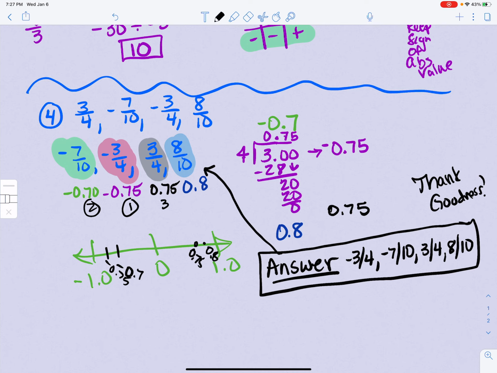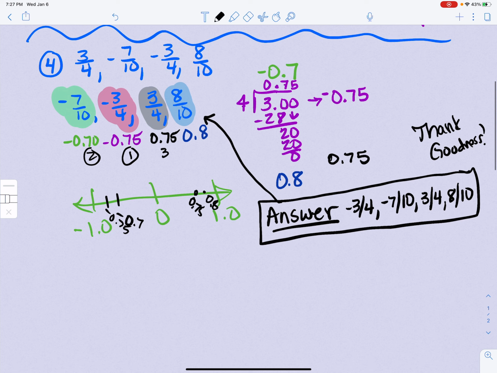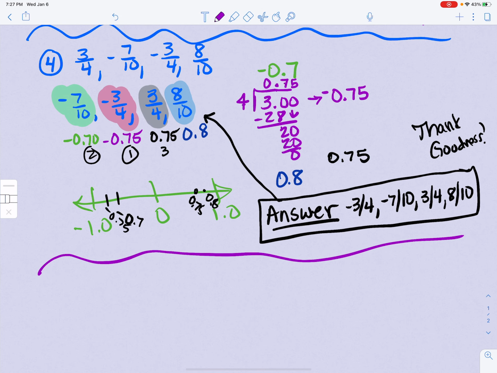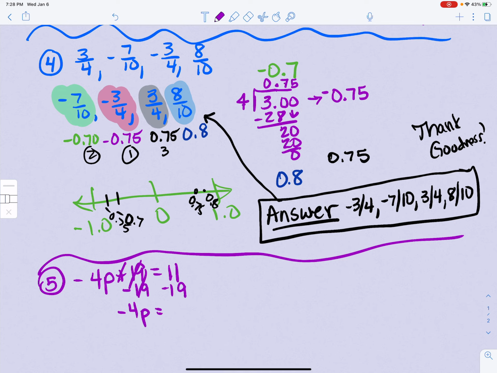So the last problem that we have is number 5. We're going to do this 5th problem in purple just because I can. And the 5th problem is negative 4p plus 19 equals 11. We are definitely 7th graders, and we are going to have to think every time we add and subtract. So in order to eliminate the plus 19, I'm going to subtract 19 from both sides. So this side's easy. I'm still left with negative 4p. But this side, they are different signs. It's a positive 11 and a negative 19.